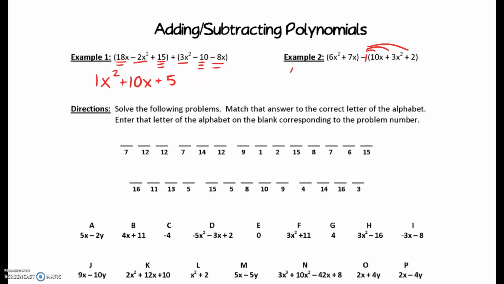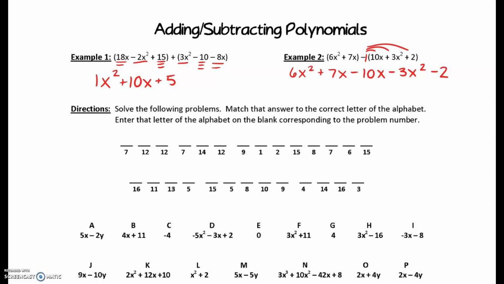And for example, we would keep 6x squared and 7x because that's in the first polynomial. But for the second polynomial, all of the signs will change. So 10x will become -10x. Positive 3x squared will become -3x squared. And positive 2 will become a -2. At this point, now you can treat this as an addition problem.